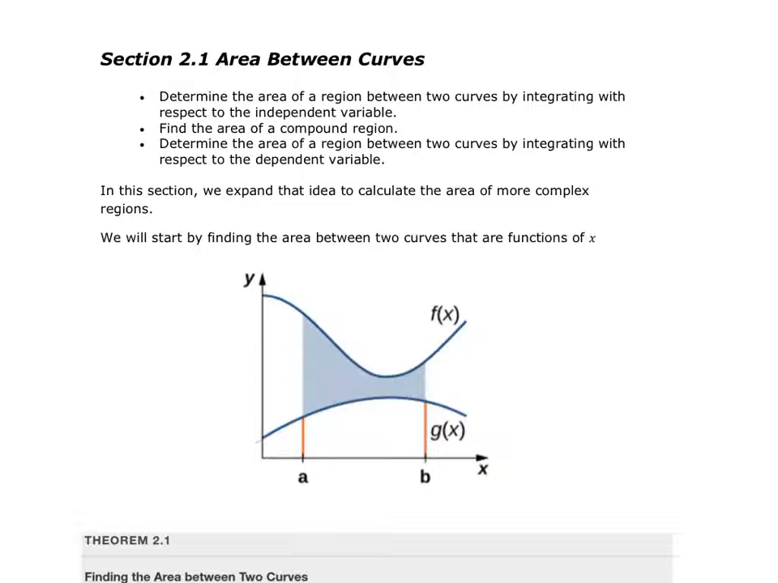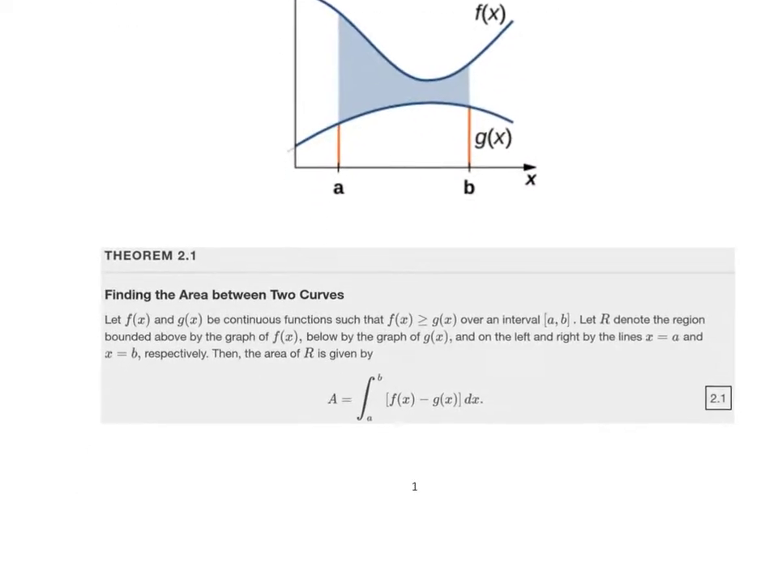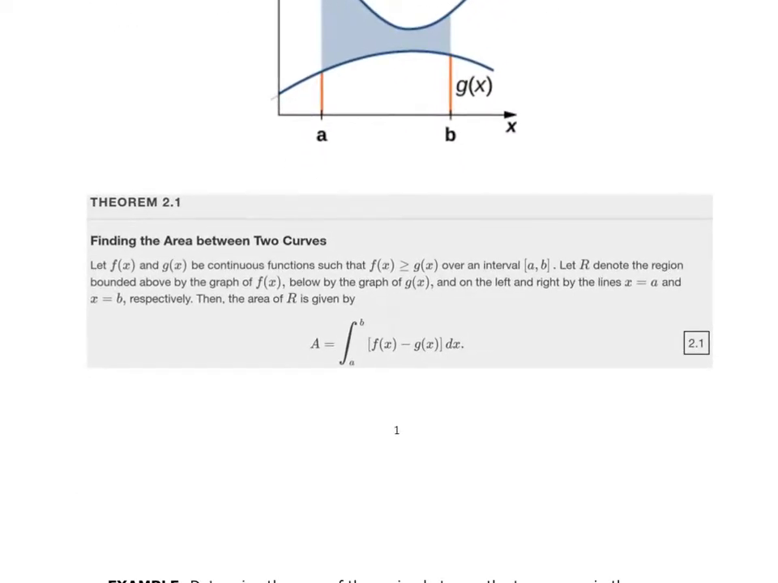So what we have to do is determine which function is above, and we also have to determine whether or not these curves cross and where they cross, if they're not giving us anything else. The way we determine this is we take the curve that is on the top, in this case f of x, we subtract the curve that is below it, which is g of x, and we integrate.